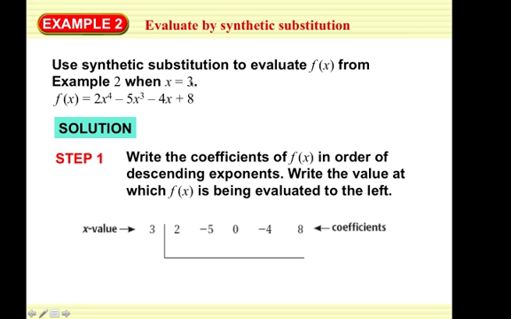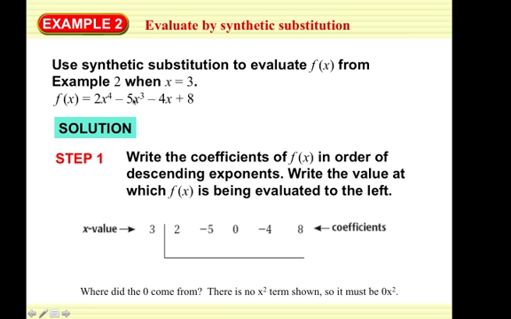You put the value for which f of x is being evaluated to the left. So over here, you make a little line going down. You put whatever x is. So x is 3, so that goes right there. And then you're going to have 2, -5, 0. Why is it 0? Well, because there's no x squared term, and you have to hold its spot. Okay, you have to. There's no option about it.